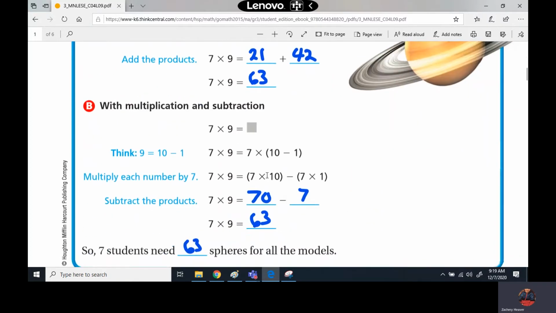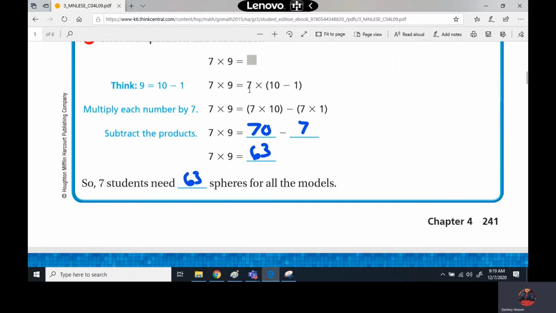Now we can do the same thing, but let's make 9 a different way. Let's make 9 with subtraction. So 7 times 9 is now 7 times 10 minus 1. We know 10 minus 1 makes 9. So now we give this 7 to this 10, and this 7 to this 1. So 7 times 10 is 70. 7 times 1 is 7. 70 minus 7 is 63. So 7 students need 63 spheres for all of the models, okay?